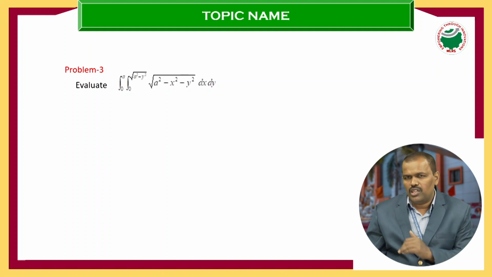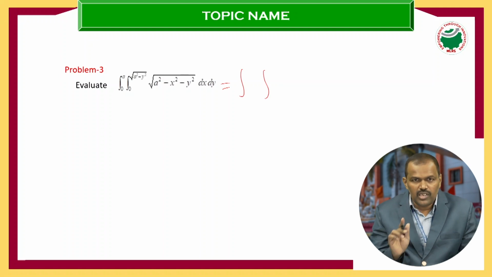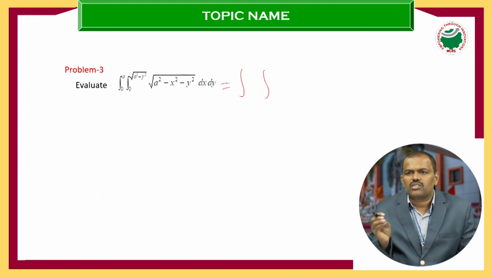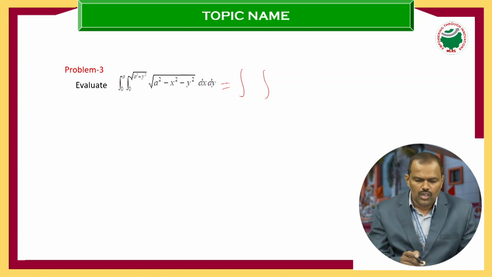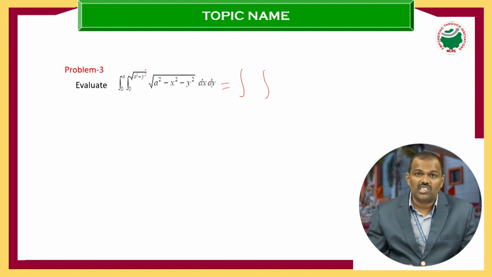So here it's very clear to identify the limits. First we'll try to identify the limits. Dear students, here it's very easy to identify the limits. Already I said, always x expressed in terms of y or y expressed in terms of x. So here, first one, limits in terms of y. That's what these are, x limits.